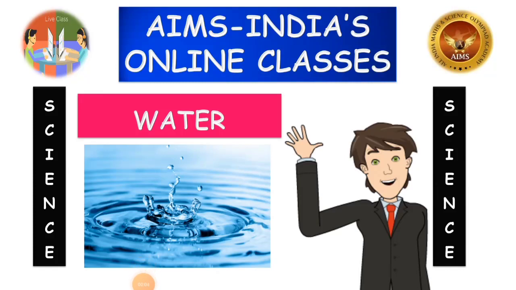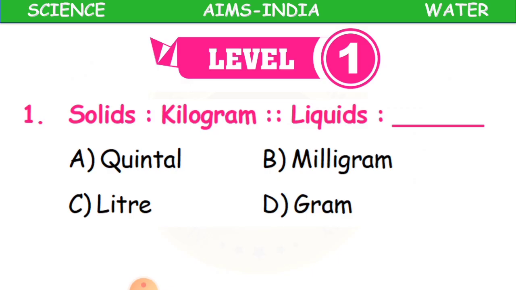So today from our science subject we are going to discuss some previous state and national level Olympiad question papers about water. Okay children, and what is the topic? Like about water. Okay, now the first question is under level 1, like solids are measured by kilograms.